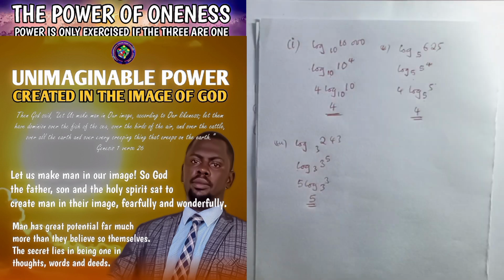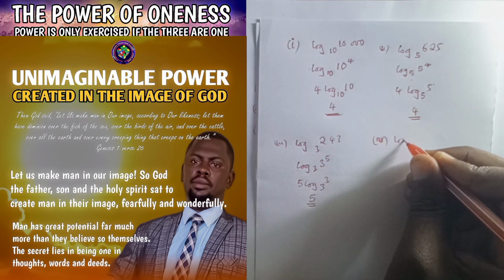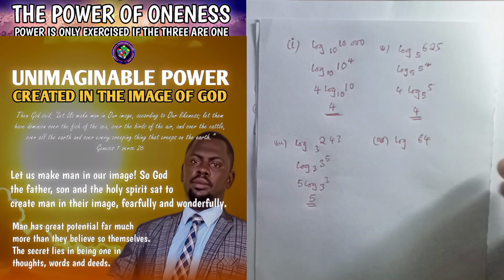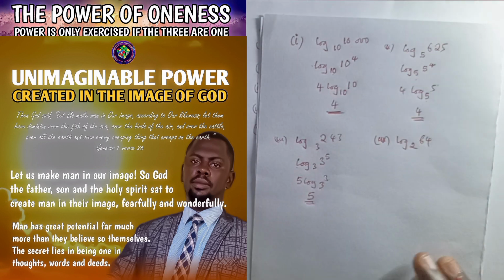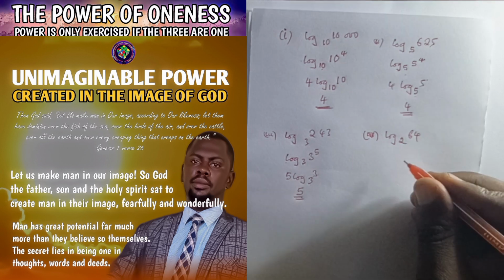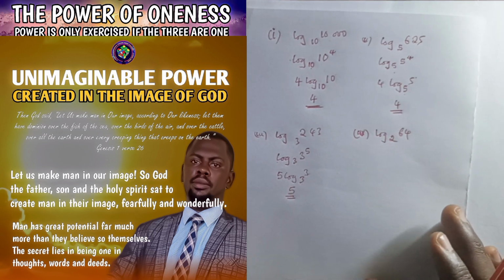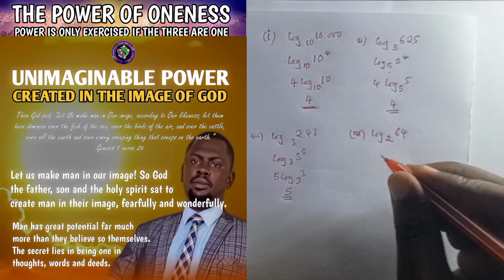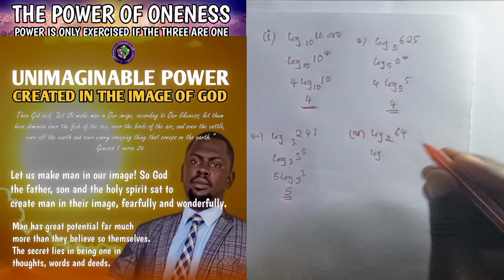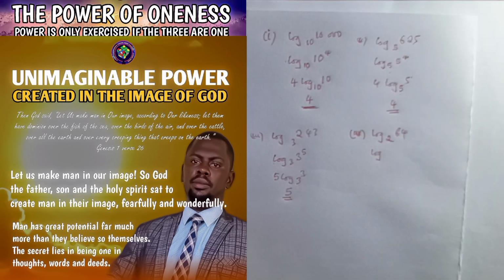And the fourth one is log of 64 base 2. Again, here the idea is the same. We need to express 64 to be 2 raised to some power. So we are going to have log of, where there is 64 will be 2 raised to some power.